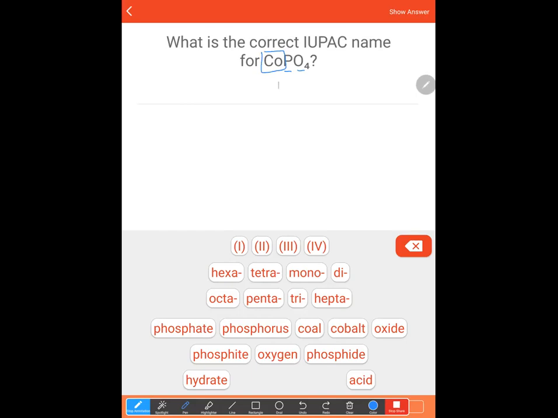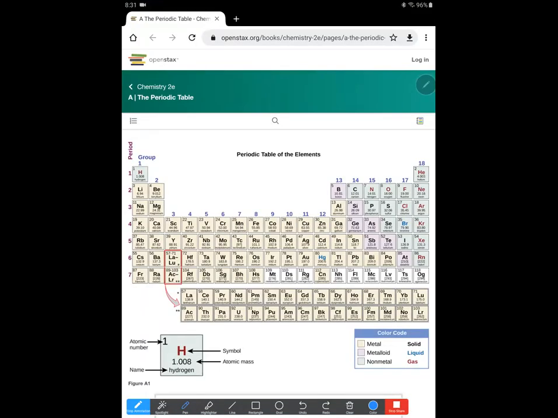Cobalt is a metal. It's in the middle of the periodic table. We can look at that. Okay, so we can see it here. Now, with transition metals, do we know the charge? In this case, we don't know the charge. We're not sure what it is, but we do have to, with naming, put those Roman numerals. So we got a couple things to pay attention to.